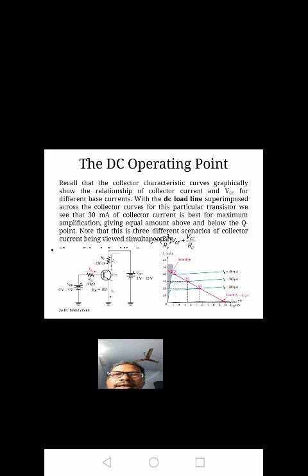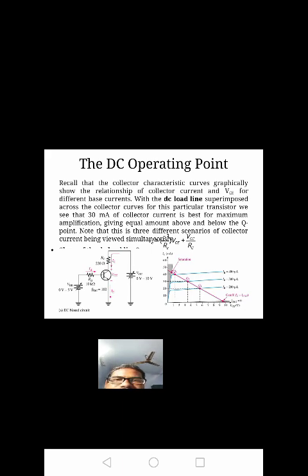Recall that the collector characteristics curve graphically shows the relationship of collector current and VCE for different base currents, already discussed. For different base currents we can draw the output current against the output voltage. With the DC load line superimposed across the collector curves for this particular transistor, we see that 30 milliamperes of collector current is best for maximum amplification. For maximum amplification, 30 milliamperes is best suited.